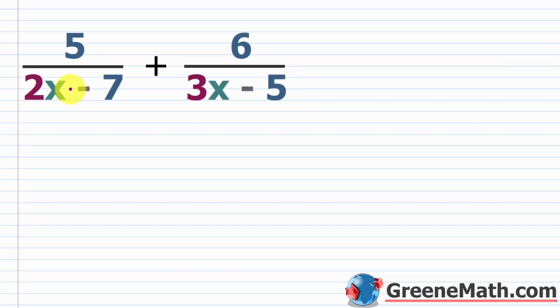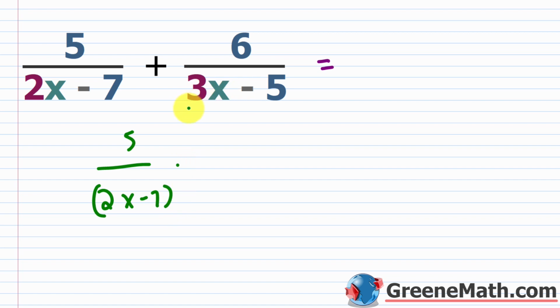So we have 5 over 2x minus 7 plus 6 over 3x minus 5. So for this one, let's go a little bit quicker. For the LCD, we know in this case, 2x minus 7, we can't factor that. 3x minus 5, we can't factor that. Nothing's in common. So it's going to be the product of the two denominators. Now, let me write this out the long way so no one gets confused. So 5 over 2x minus 7. Let me wrap that in parentheses.